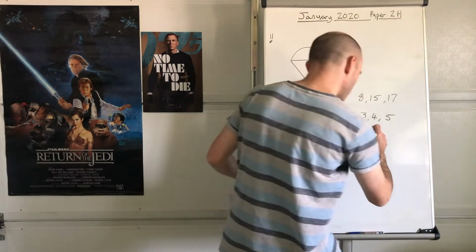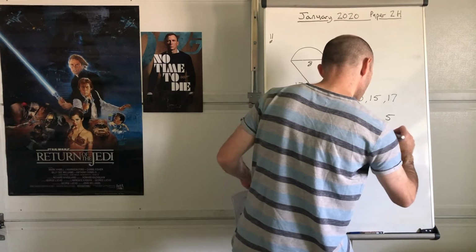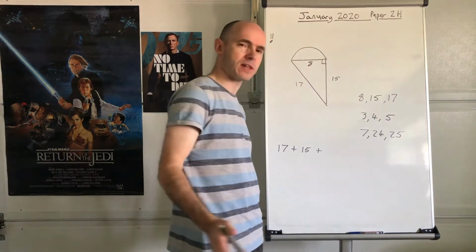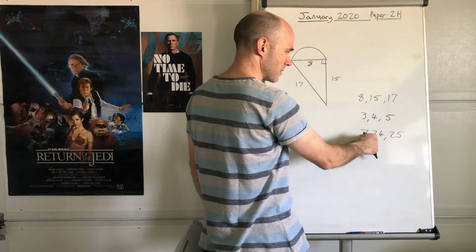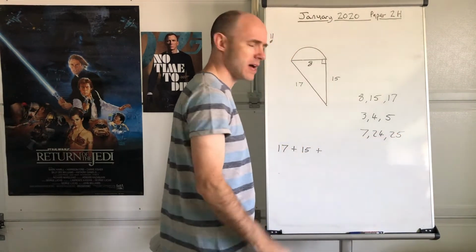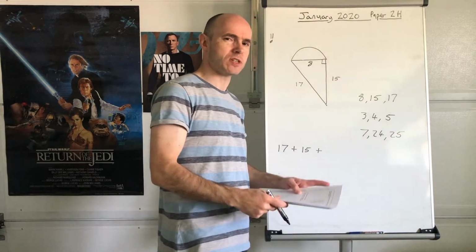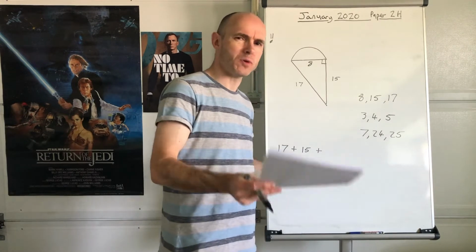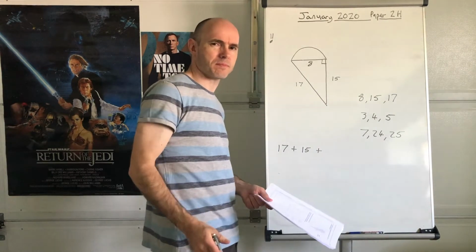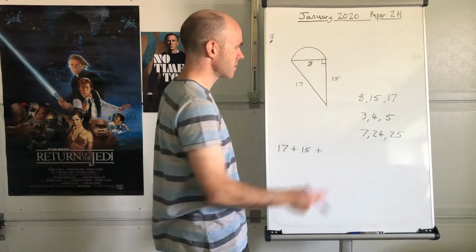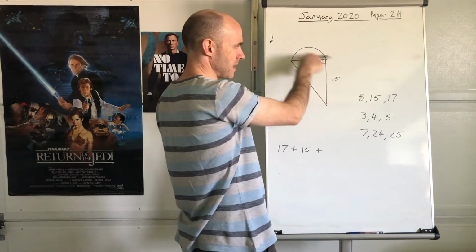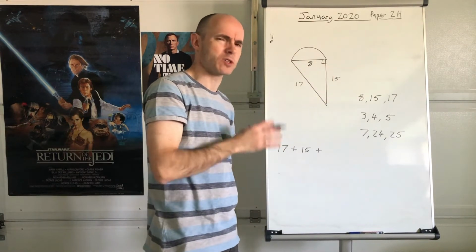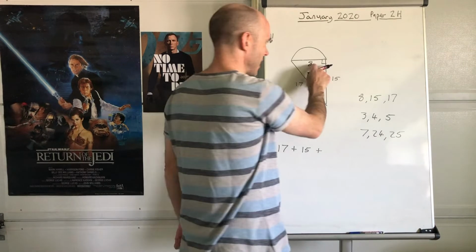There's another one, 7, 24, 25. You might need your calculator to check, but yes, 7 squared plus 24 squared is 25 squared. And there are lots of others. They're called Pythagorean triples, and if you know a few, it can make it easy to answer these questions. So somebody may have spotted that as a Pythagorean triple. If you didn't, not to worry, use Pythagoras' theorem and you get 8.